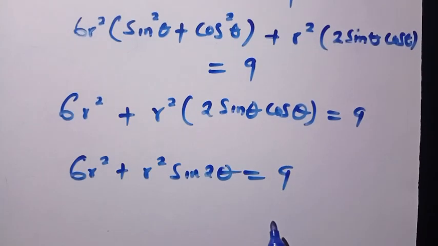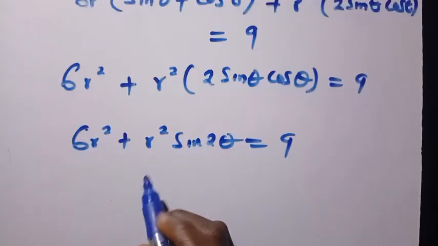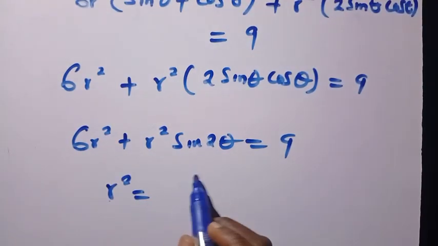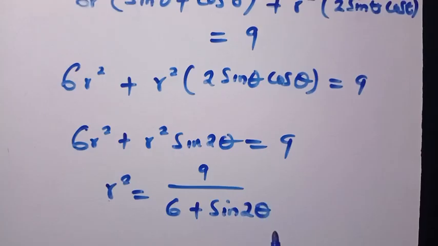Getting this, let's make r squared the subject of the formula. Making r squared the subject, we have r squared equals 9 divided by 6 plus sine 2 theta. So here is what we have by making r squared the subject of the relation.